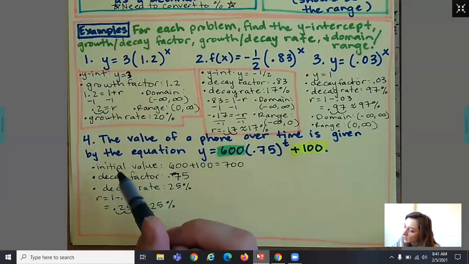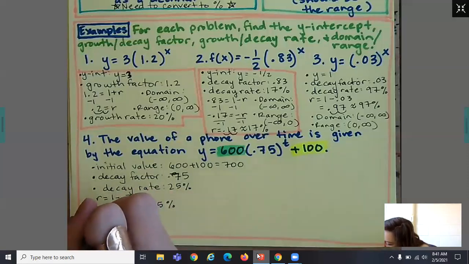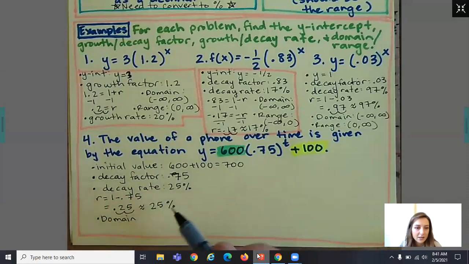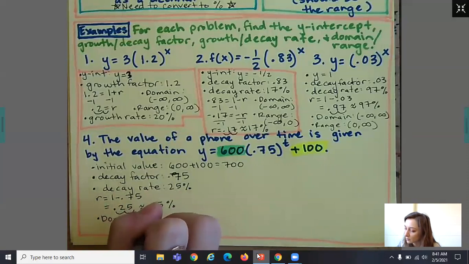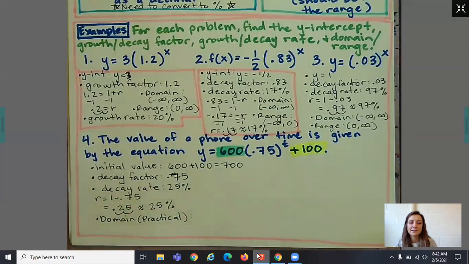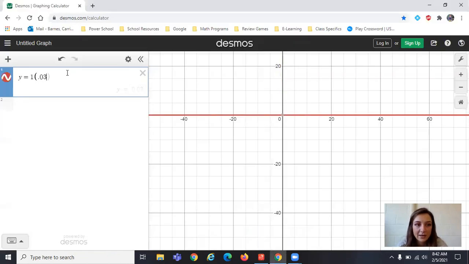Okay, and then we are going to look at the domain and range now. And I'm going to put this in parentheses here. We're looking at a practical domain. So what that means is that time can't be negative. So whenever we're looking at these values, even though on the graph it looks like this.